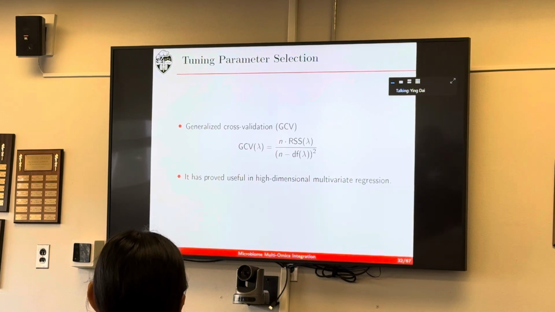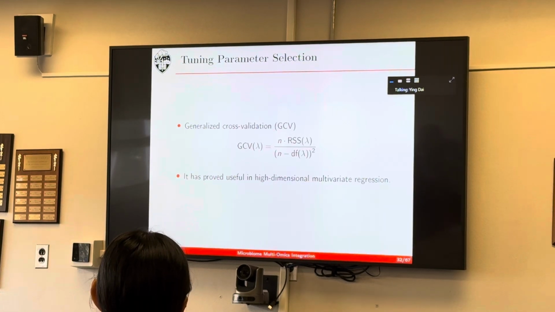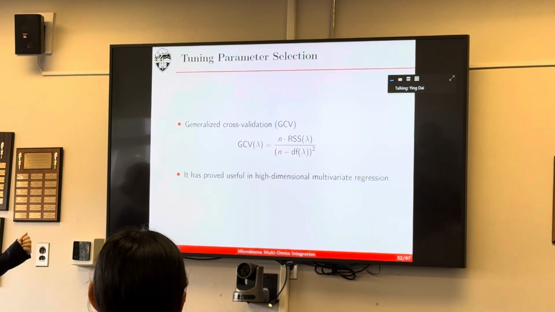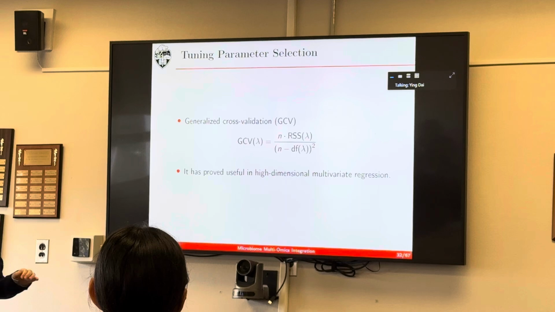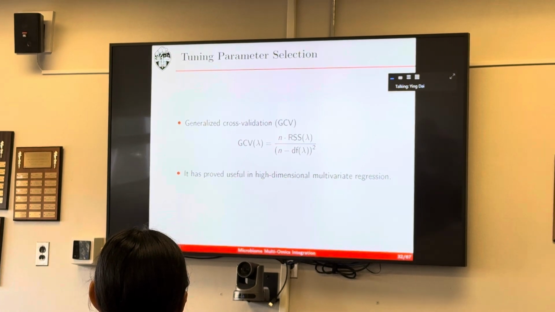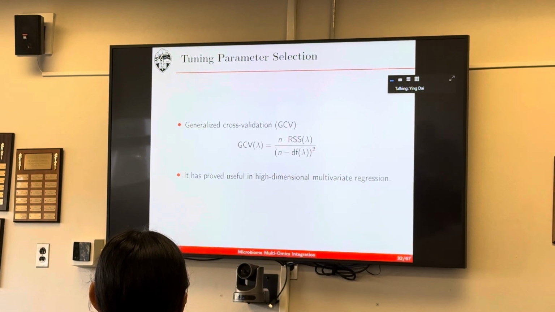And for tuning the parameter lambda here, we choose to use generalized cross validation, and it has been proved to be very useful, especially in high dimensional regressions.